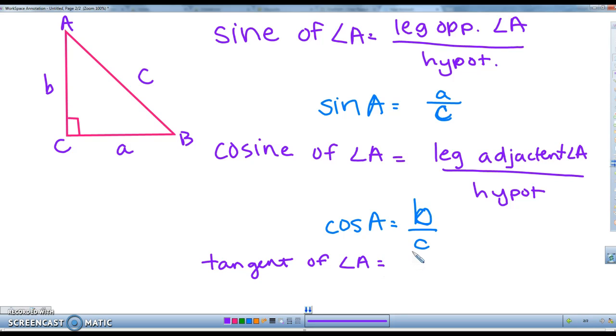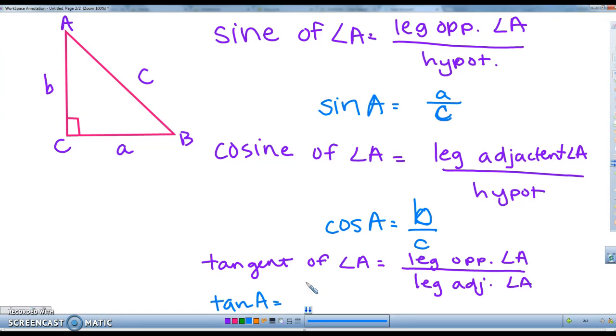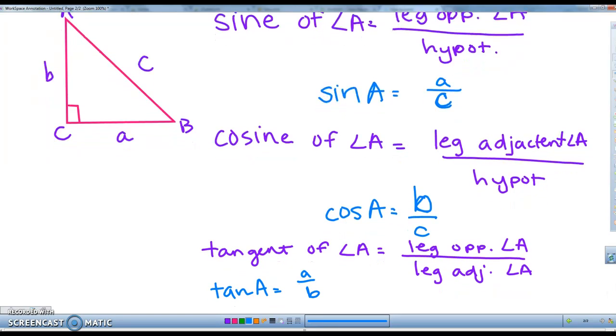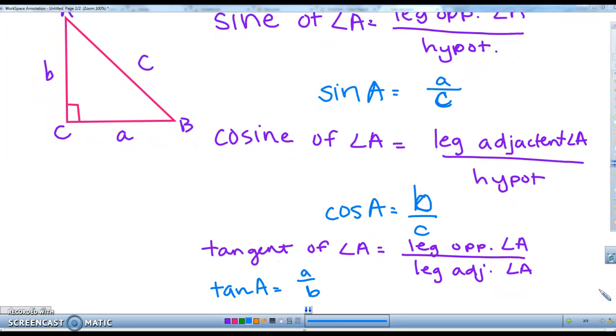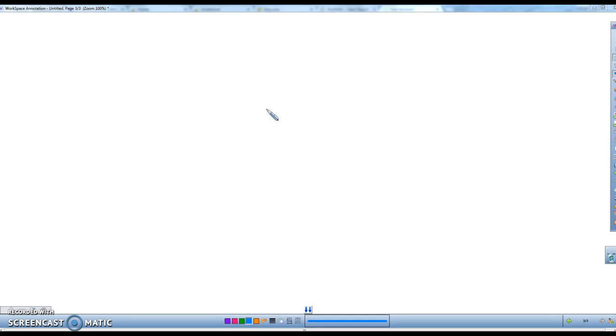And our last trig ratio is tangent. So the tangent of angle A would be the leg opposite over the leg adjacent. So if I wanted to abbreviate that, that would be the tangent of A is equal to A over B. Okay? Just like that. So that's a lot of words and kind of getting used to the abbreviations. So let's apply it to an example problem.